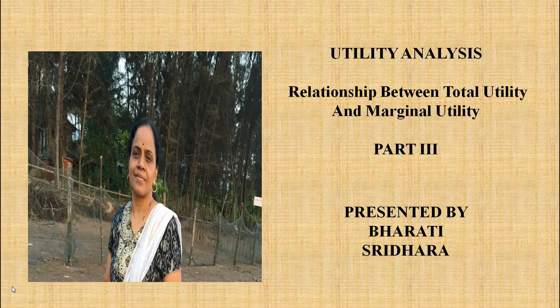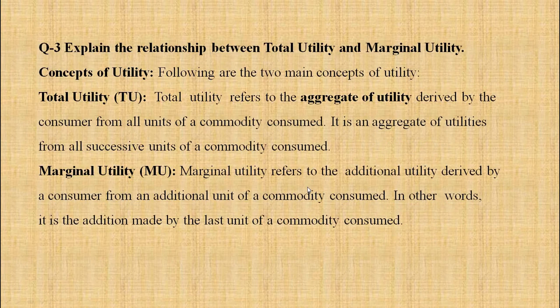We will start the third part of utility analysis. In this we are going to discuss the relationship between total utility and marginal utility. So here there is a diagram and table, so we will go accordingly. The question which can be asked is: explain the relationship between total utility and marginal utility. So understand first what is total utility and what is marginal utility.